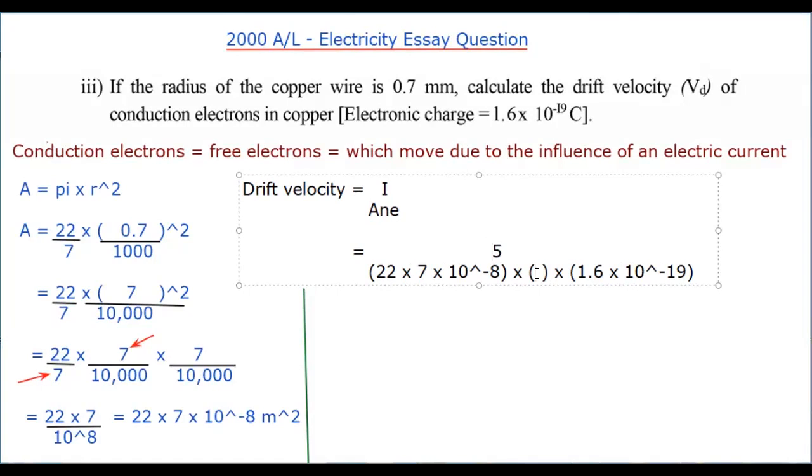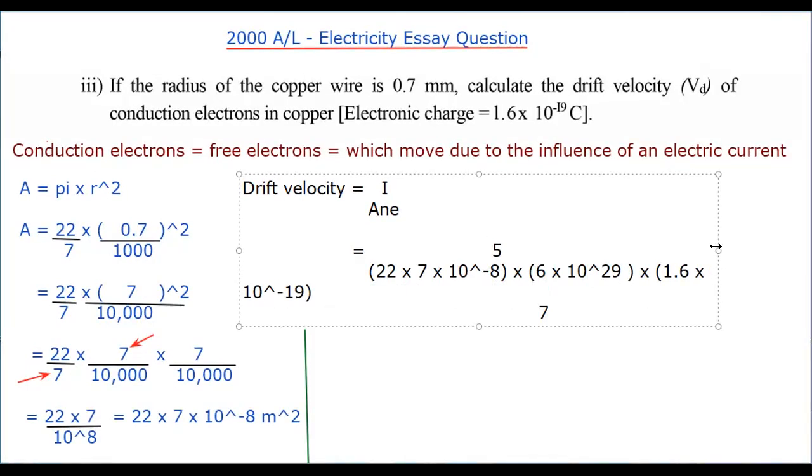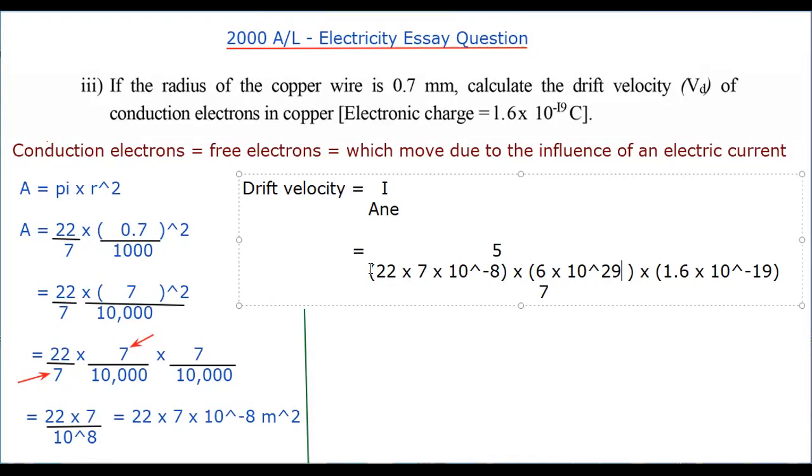6 over 7 multiplied by 10 to the power 29. Thank you. Right. Now, my students, do the rest of the simplification and send me your answer to the Zoom chat. Do the rest of the simplification and send me your answers. Start.